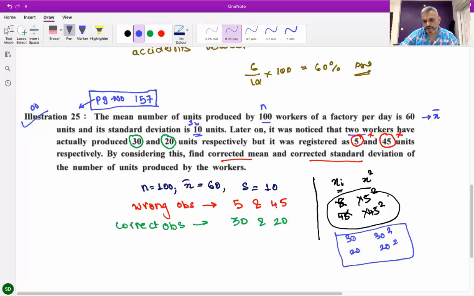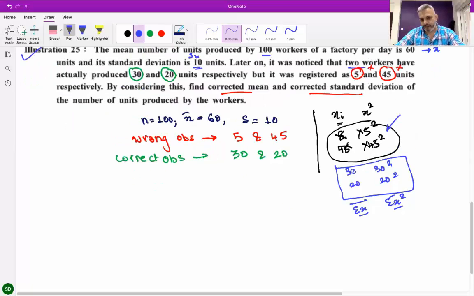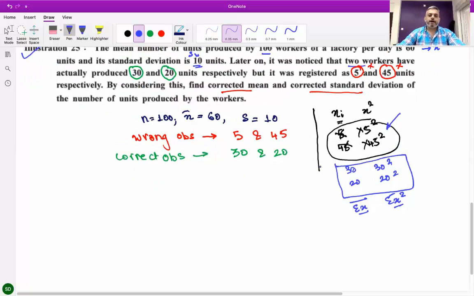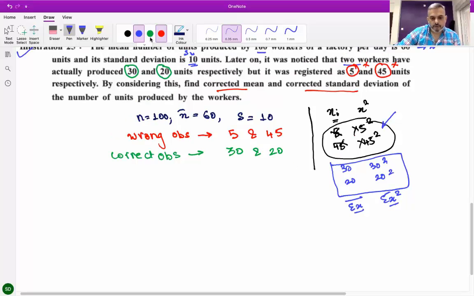But we have taken this. Because of this, what has happened? Our sigma x has gone wrong and our sigma x square has gone wrong. So we'll have to first find the total of wrong observations and the total of squares of wrong observations, and then we will remove the wrong, add the correct and find the correct mean and correct standard deviation. So please write this in rough. Okay.